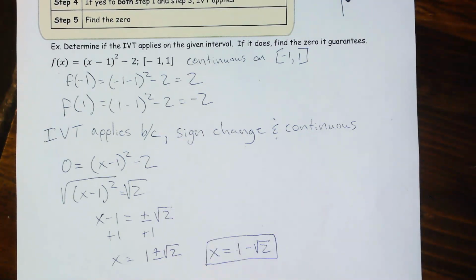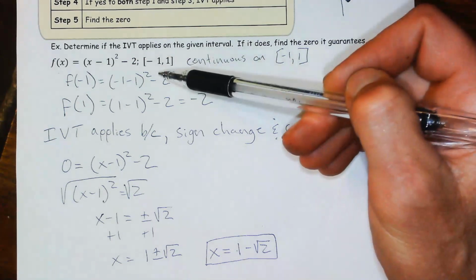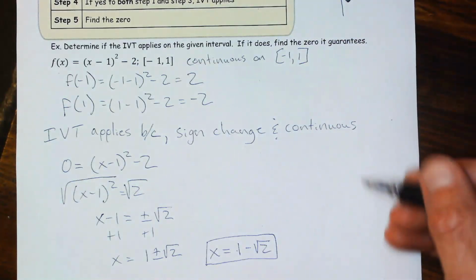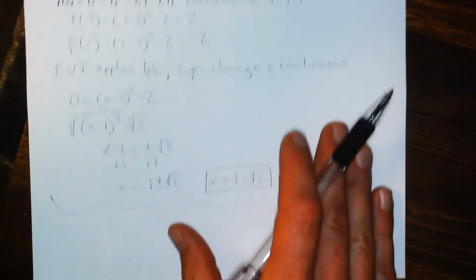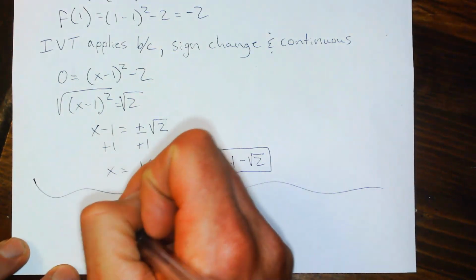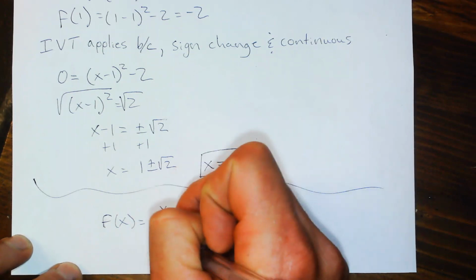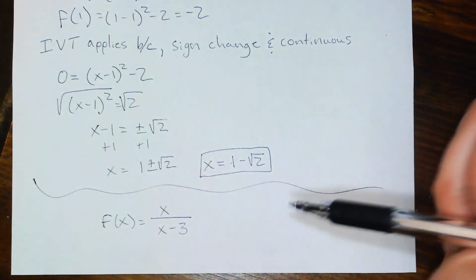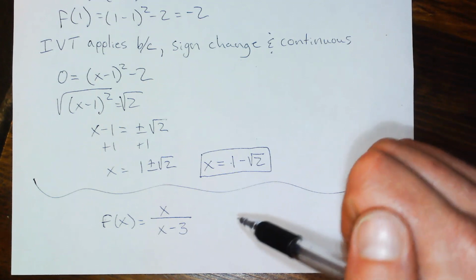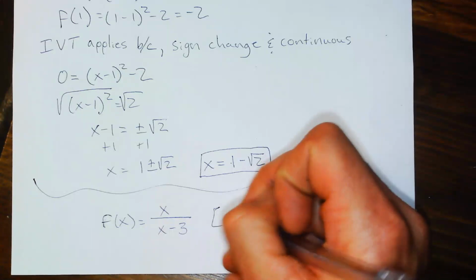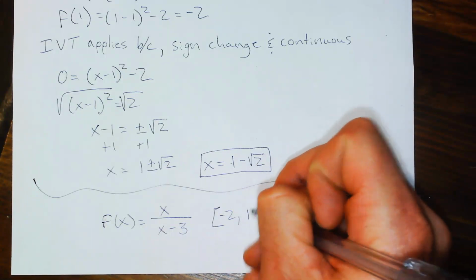One fact that I just want to make sure that I address before I move on is that it doesn't matter if a function is discontinuous. This one's continuous everywhere, but if I drew a little squiggly right here and drew another function and said f of x equals x divided by x minus 3. What's our problem spot there? Our problem spot is positive 3, right? What if my interval was from negative 2 to 1?